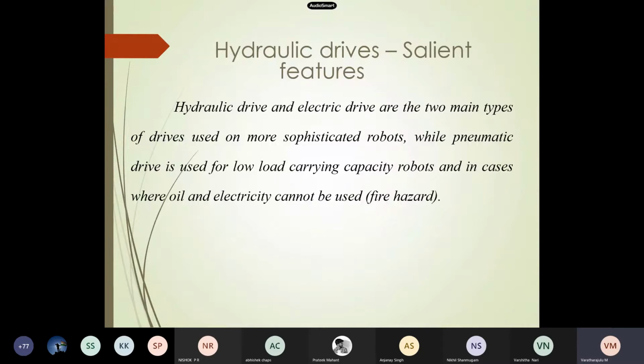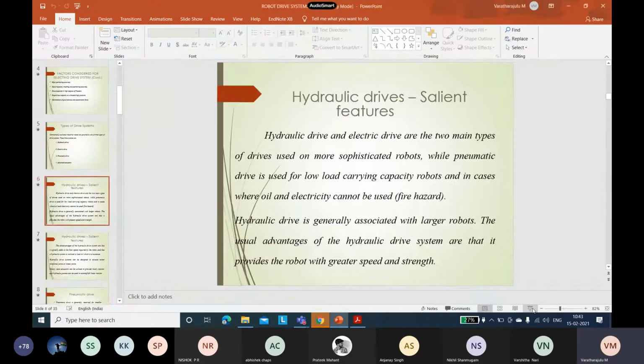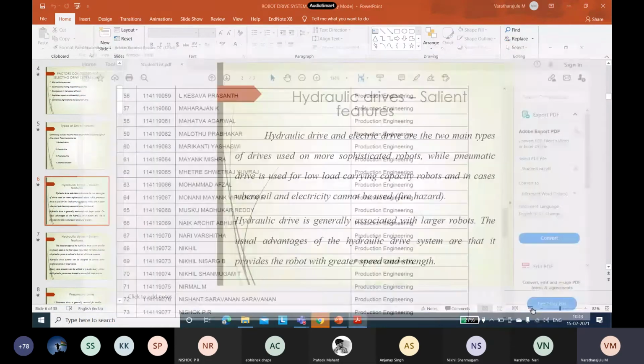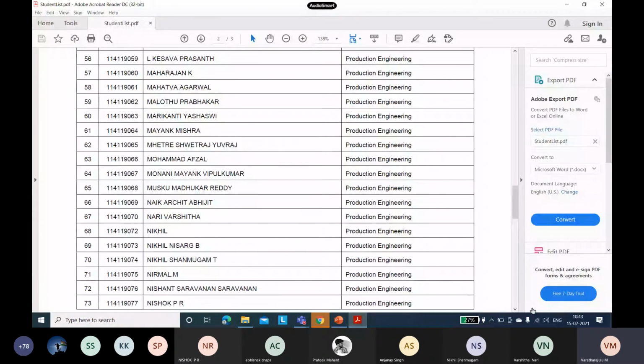The hydraulic, pneumatic, and electrical systems each have unique features, and they have their own drawbacks also, which we'll discuss one by one. Before that, we'll disseminate some videos in order to wake you all up. I think 10 people have not yet joined.